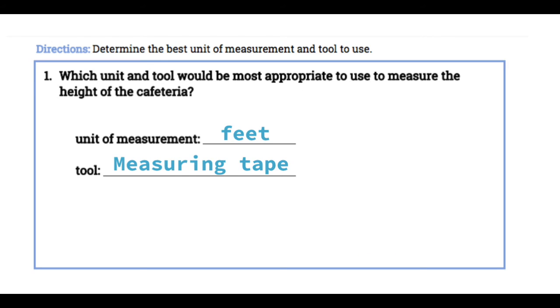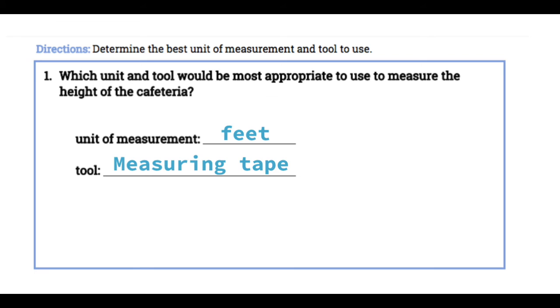On the screen, you are seeing how I completed my worksheet today. In the blank spot where it says unit of measurement, I wrote in the word feet because I decided that to measure the height of the NPR, it would be best to use feet as my unit. I wouldn't want to use inches because inches are so small, and I could have also chosen yards, but I just went with feet. As my tool, I decided to use a measuring tape.